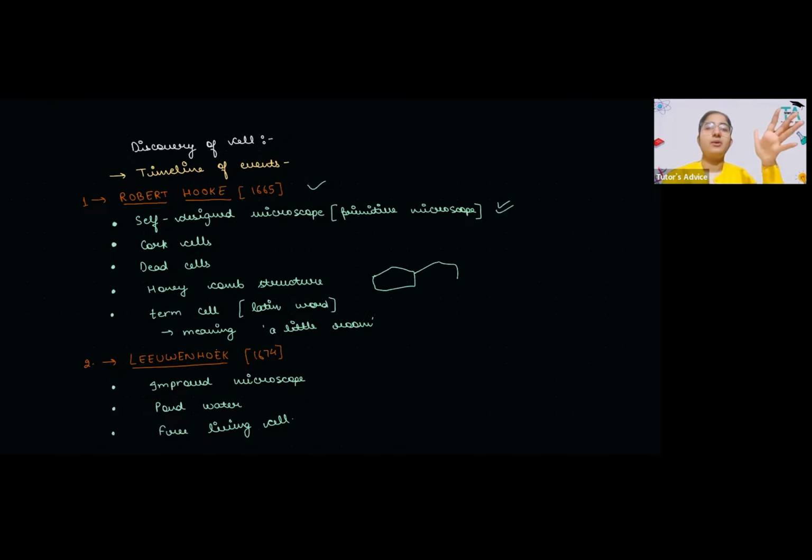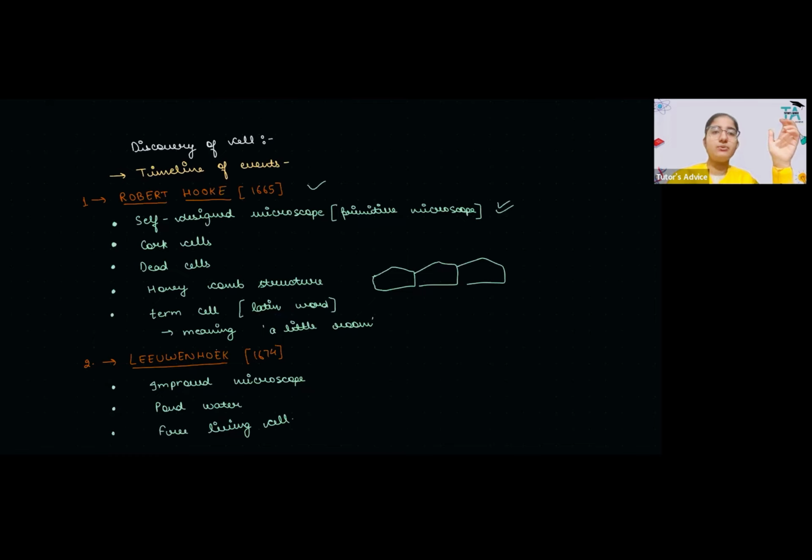And then he also coined the term cell. Where did he get this term from? He took the word from a Latin word which means a little room. So we have got everything about Robert Hooke now: in 1665 he got a self-designed microscope, which was a primitive microscope, very basic. Then he used cork cells, which means the bark of the stem, and along with that he discovered dead cells. He named the structure a honeycomb structure, and he coined the term cell. These are some important things which they can ask in the exam.